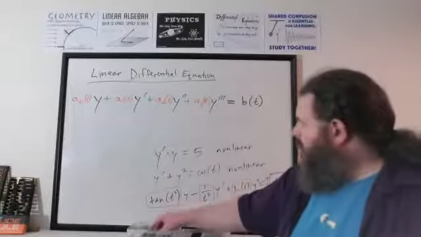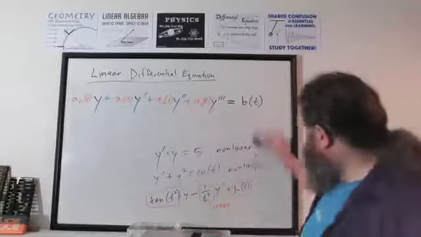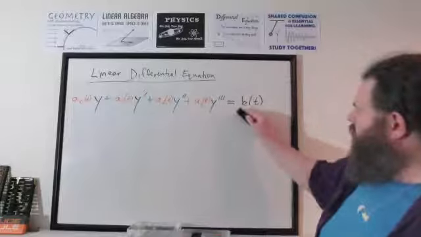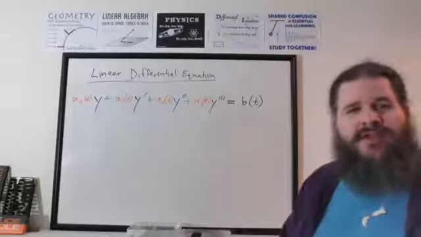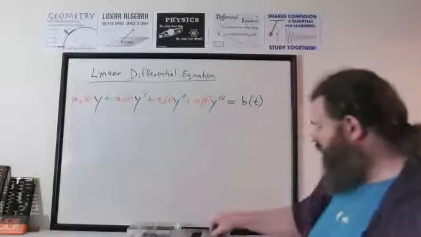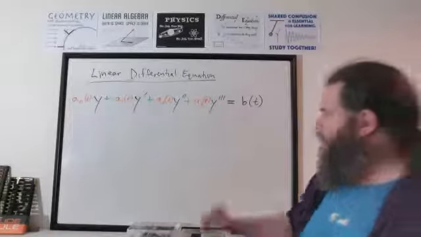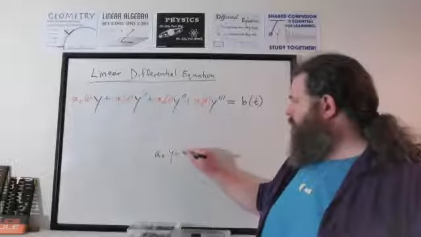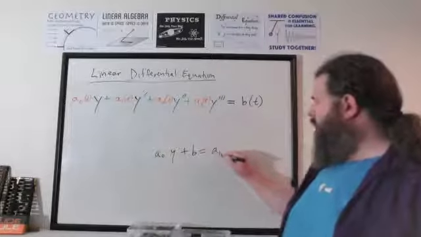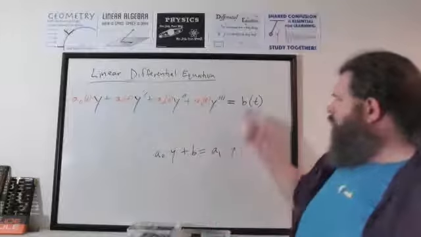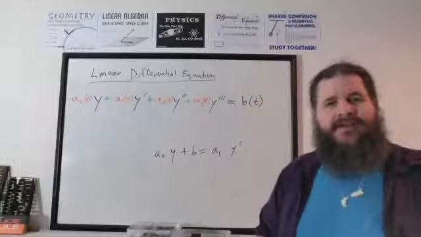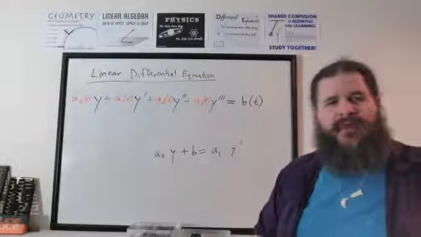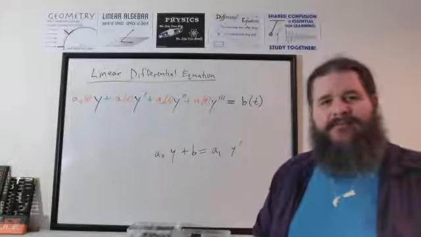And one other bit of terminology that's going to become much more important later on. This b of t here, we usually think of this as the thing on the other side of the equation, but of course it doesn't have to be written in this exact format. You could write it as something like a0 times y plus b equals a1 times y prime. So b isn't necessarily the thing on the other side of the equation. The important thing is it's the one term or the terms grouped together that don't have y in it.